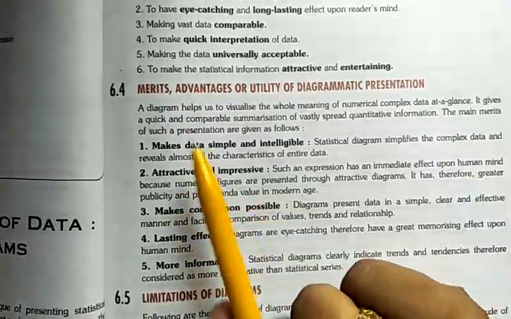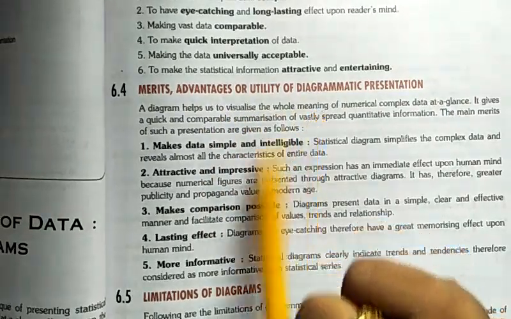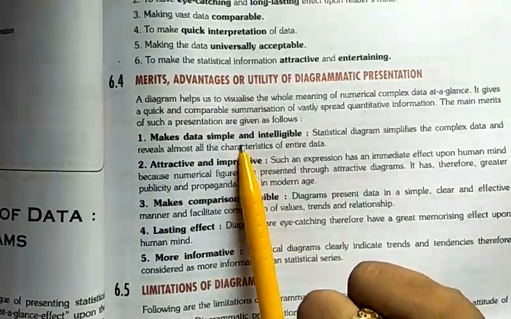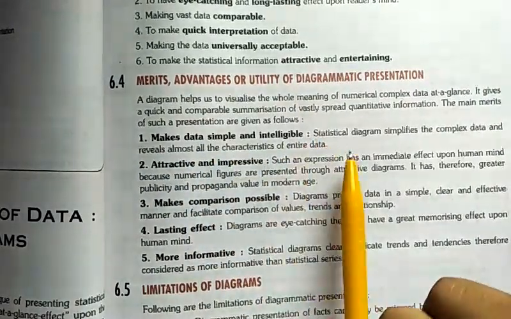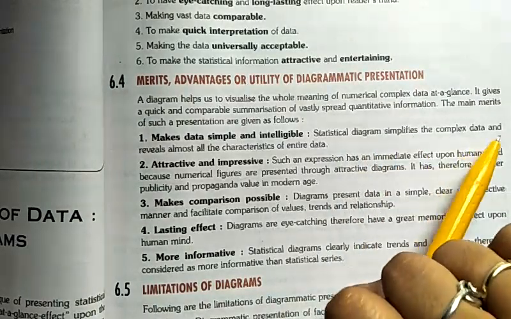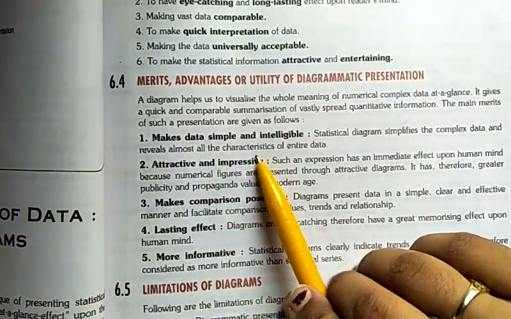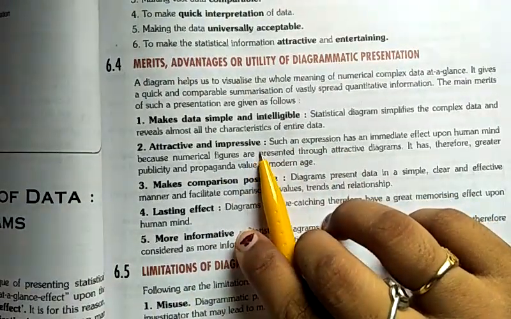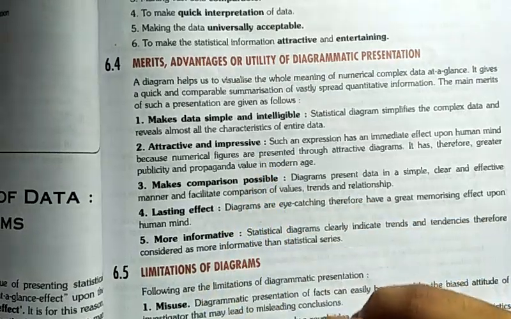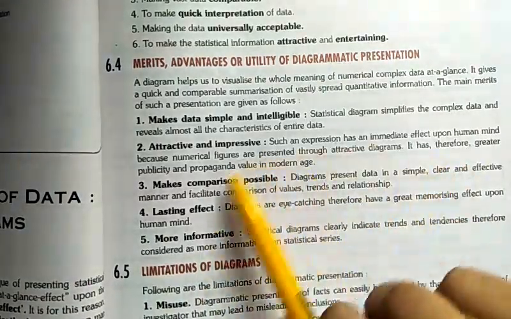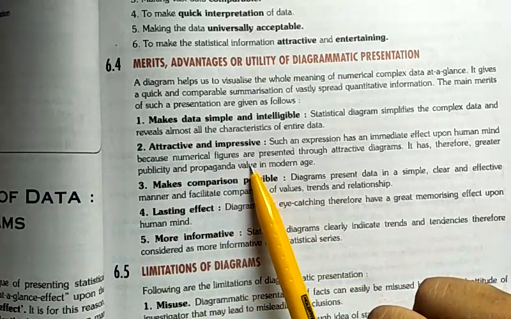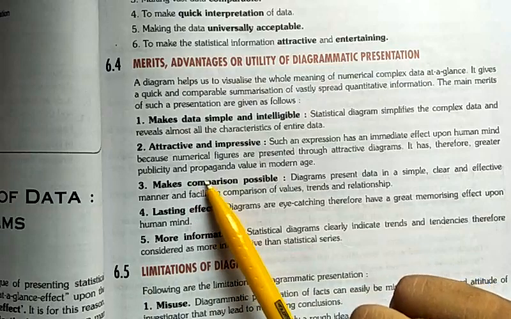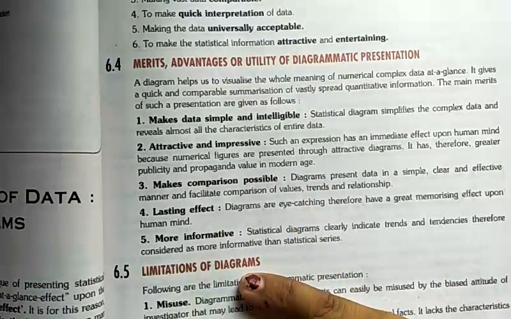Now, merits, advantages and utility of diagrammatic presentation. So first is make data simple and intelligible. Statistical diagrams simplify the complex data and reveal almost all the characteristics of the entire data. Attractive and impressive. Okay, such an expression has an immediate effect upon the human mind because numerical figures are presented through attractive diagrams. It has therefore greater publicity and propaganda value in the modern age.